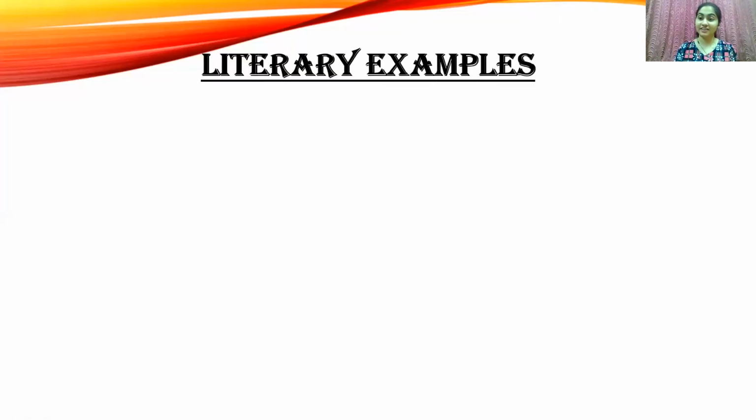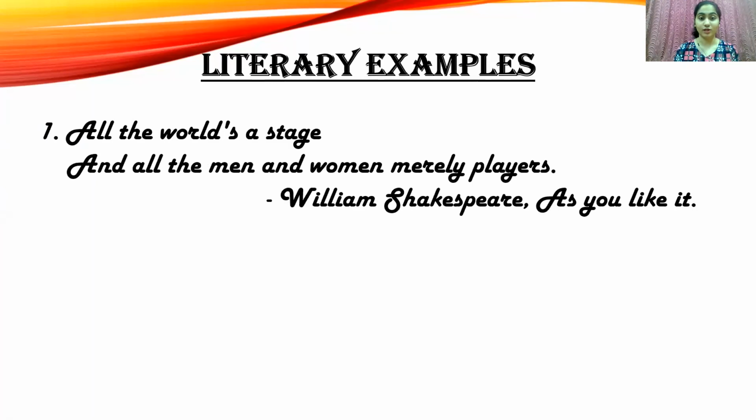Let's have a look at some of the literary examples. All the world's a stage and all the men and women merely players. This has been taken from the famous pastoral comedy As You Like It by William Shakespeare. Over here, if you observe closely, the playwright William Shakespeare has made an indirect comparison between the world and a stage, and men and women and players, which means that the world is like a stage and the men and women are like the players, like the actors on the stage. So what you observe here is that there is an indirect comparison being made between the world and the stage and men and women and the players.